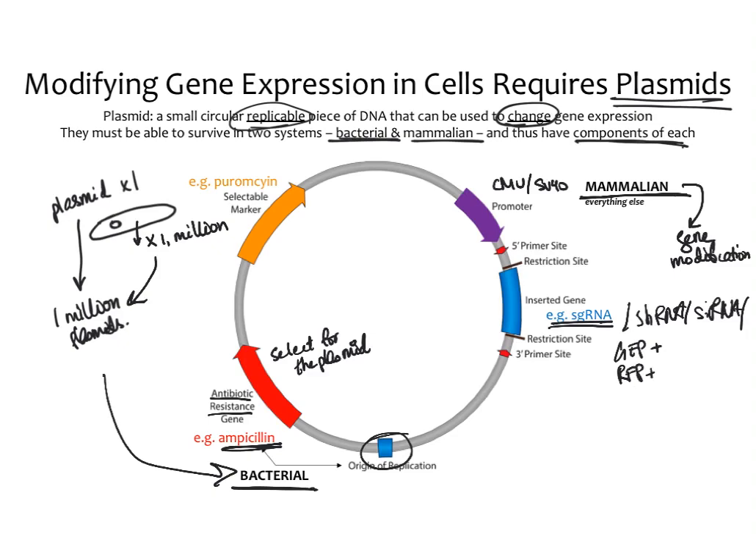And then this here is your selectable marker for the mammalian system. In the same way that you want to select the cells that have your plasmid in the bacteria, you want to be able to do the same thing in the animal cells. And so we use puromycin, for example, which is an antibiotic that works against mammalian cells and allows us to select which cells actually have our plasmid in them, so we can be sure that we're using transformed cells.